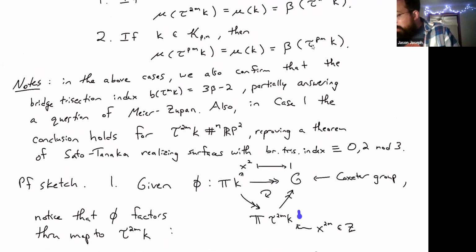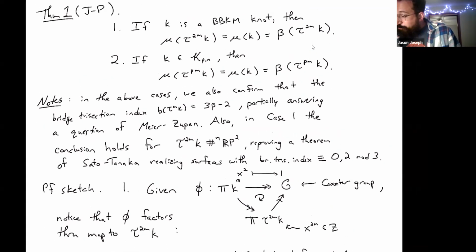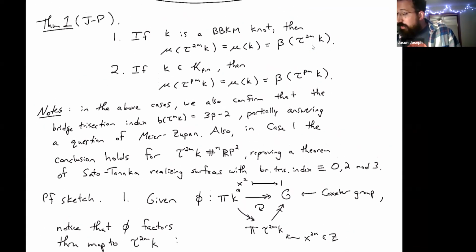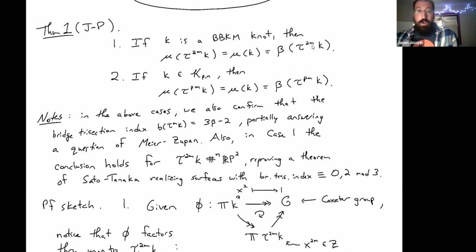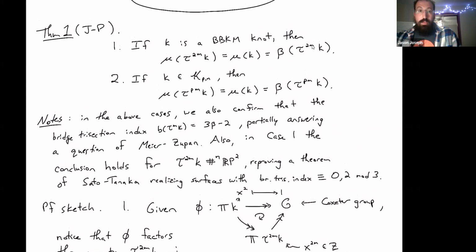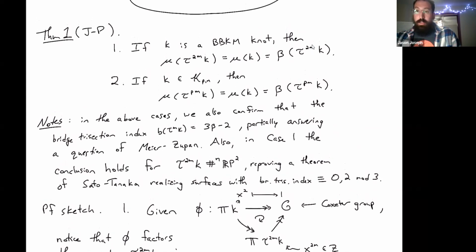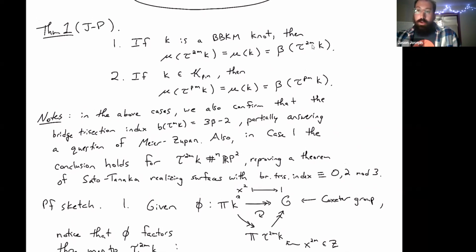So when you connect sum an RP2 on, that just actually kills the square of a meridian. So that's also compatible with the Coxeter quotient, and that's why this part's true. So this is really just an observation that Coxeter quotients are good for even twist spins. And here's a lot of knots that have Coxeter quotients. So 2 says something about odd twist spinning, which was a little bit harder.